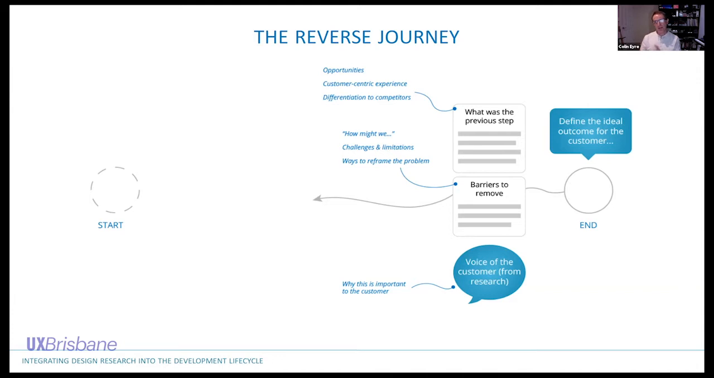So we bake all those insights back in here, and in the top box is the opportunity space, the differentiation space, the customer experience space. The middle box is, well, we can't do that today because of these things. And again, we ask, how might we remove those challenges and limitations and barriers? How might we reframe how we do things today?